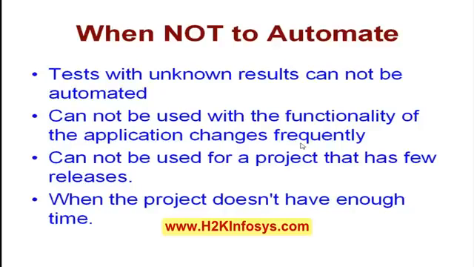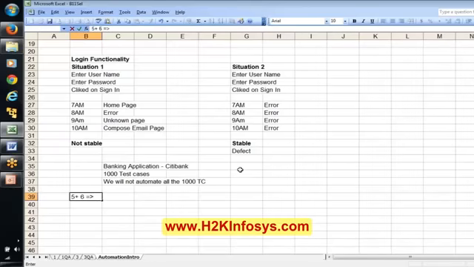They are not going to be used much, because today you have built your script based on today's application, and tomorrow the application is going to be changed. There is not much use, right? So if you have any application like that, it is not preferable to go for automation. Next, cannot be used for a project that has few releases. It means, say you have an application that is going to have only 2 or 3 releases. In that case also it is not preferable to go for automation. Why?